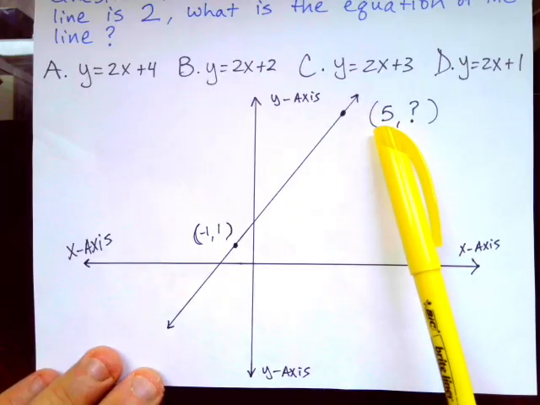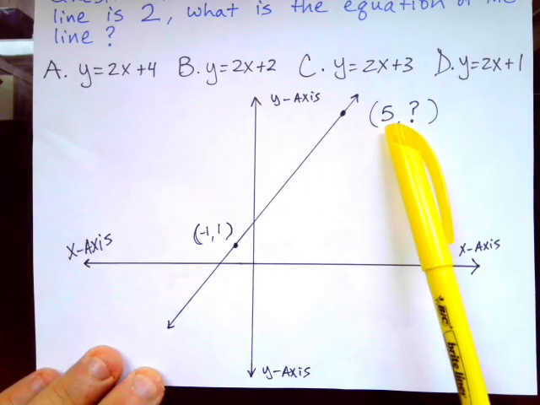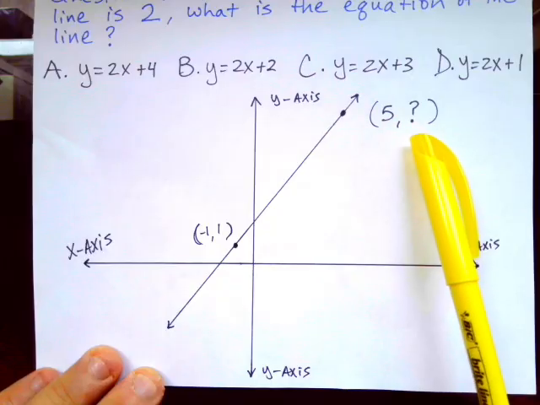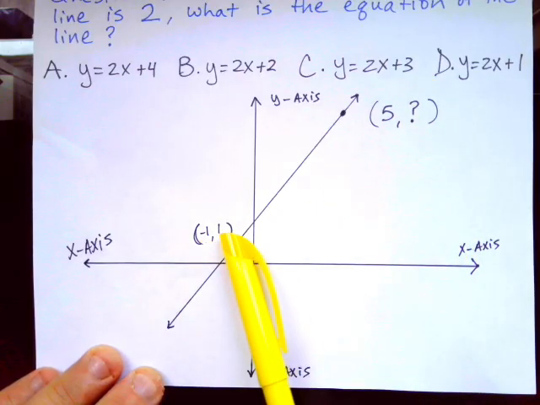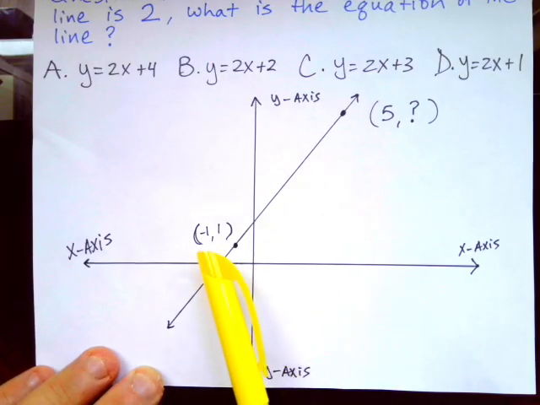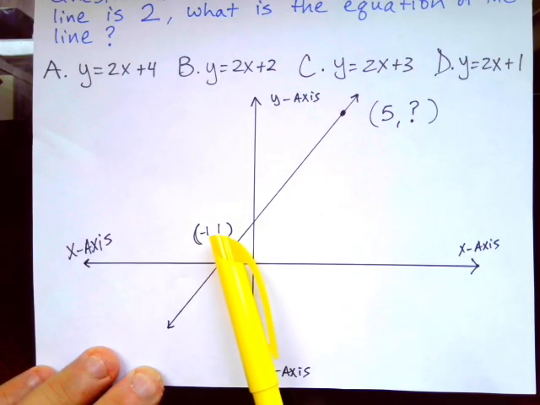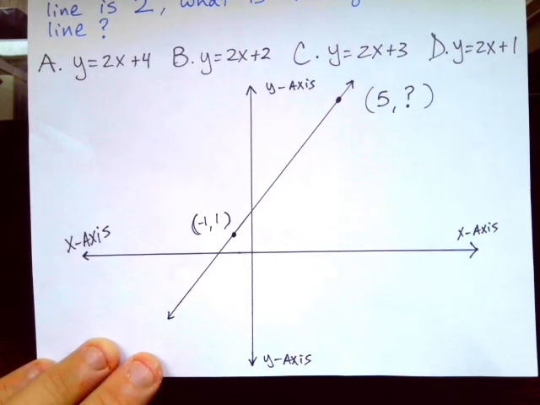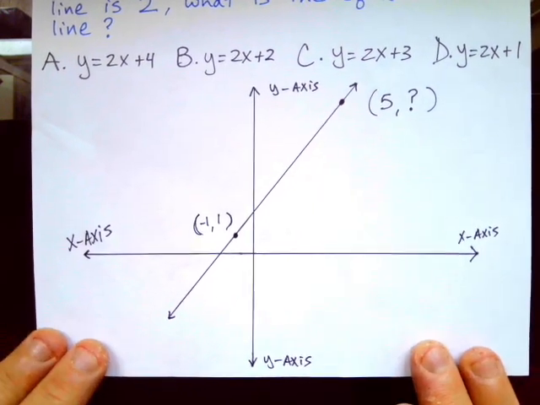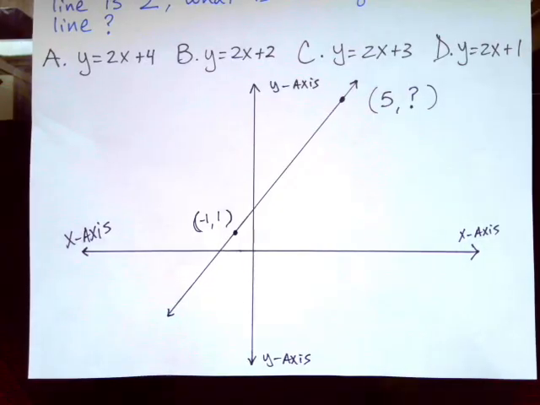You need to know this first value is the x. You need to know the second value is the y. Same thing goes with this ordered pair as well. -1 is the x value, +1 is the y value. And if you didn't know that, you're going to really struggle in answering these questions.